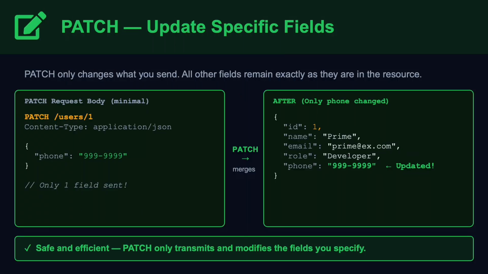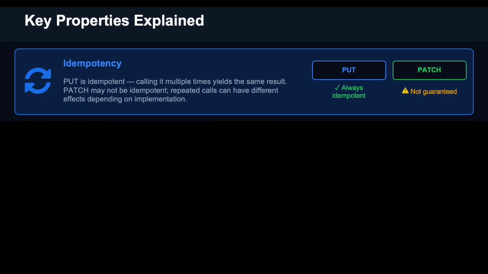Let's look at the 3 properties that matter most when choosing between PUT and PATCH. First, idempotency. PUT is always idempotent. If a request fails or times out, you can safely retry it and get the same result. This makes it very friendly for retry logic and distributed systems. PATCH is not guaranteed to be idempotent, so always check your API documentation.